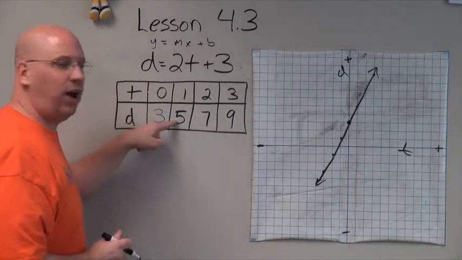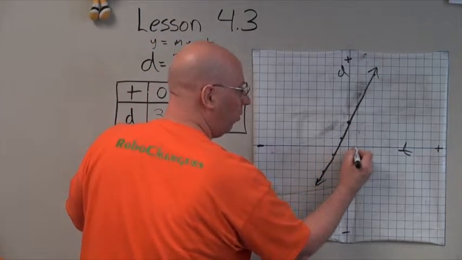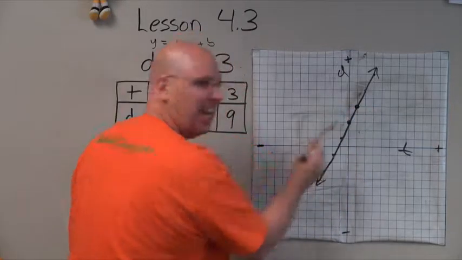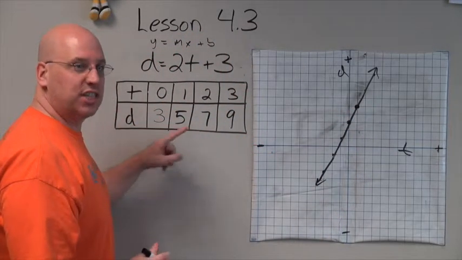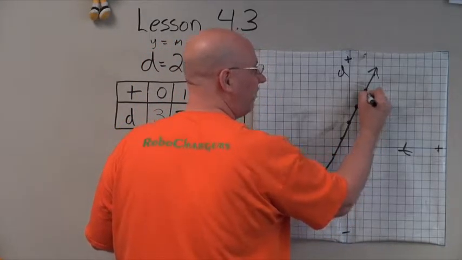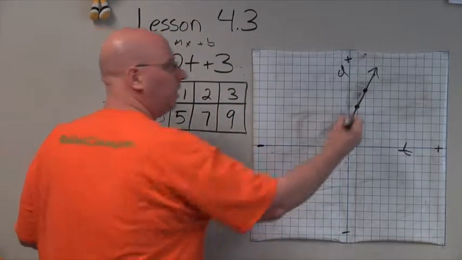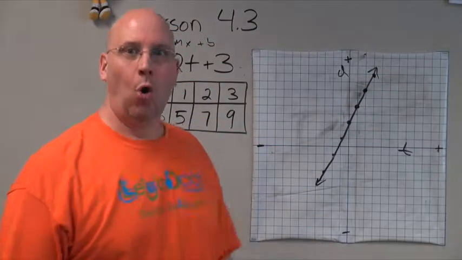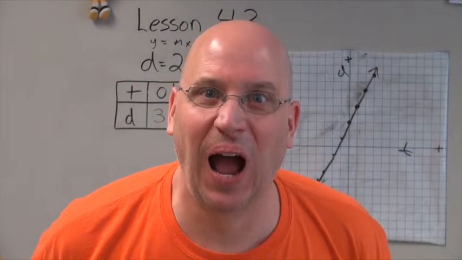Then if I go here, 1 and 5, I go over to 1 and up to 5. Oh my gosh, it's on the line! 2 and 7, I bet it'll be on the line. And I go over 2, and I go up 7, and it is. And the same thing with 3, 9. Oh my gosh, Mr. Jones is right.